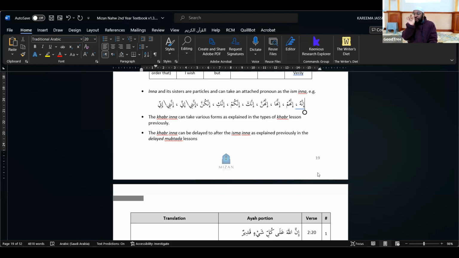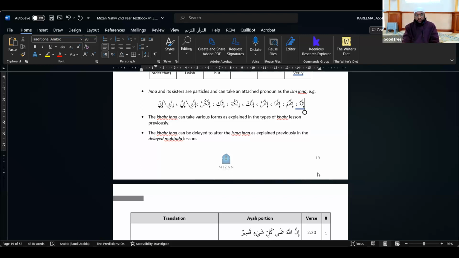What hal is huwa in baituhu? Jar. Why? Mudafun ilay. Everybody knows that? So what's my point? My point is that depending on what the pronoun is attached to, it will have a hal. So when the pronoun is attached to an ism, it's mudafun ilay. And the mudafun ilay is always in halatul jar. I'll give you another example.